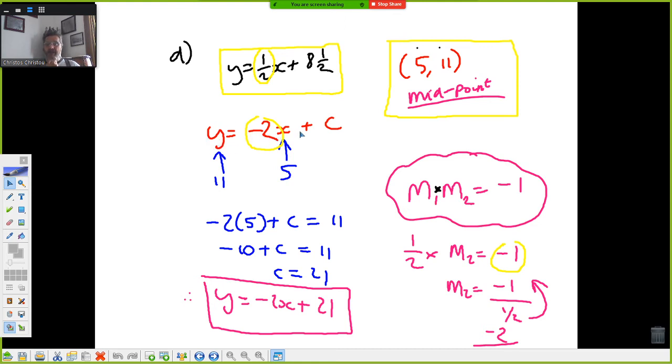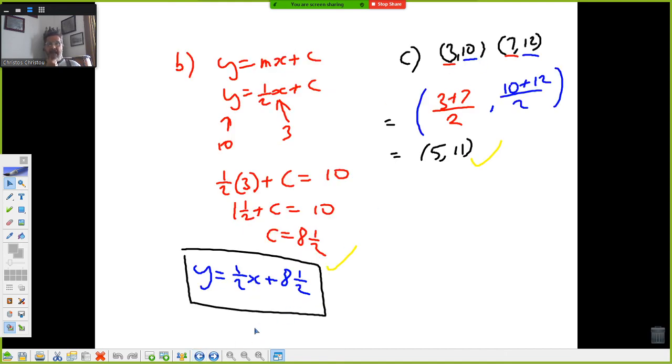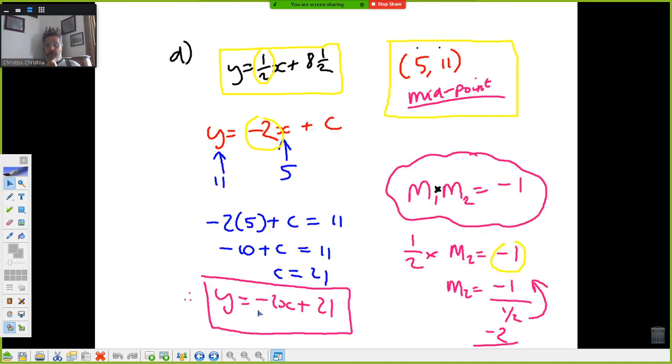So I've got my basic framework for the perpendicular bisector. y equals -2x plus c. Well, the y is 11. That's not negotiable because that's the midpoint. The y coordinate of the midpoint is 11, and the x coordinate of the midpoint is 5. So just substitute it in. I've got -2 times 5 plus the dangly bit equals 11. There it is. Take the -10 and add. The intercept is 21. And so the equation of the perpendicular bisector of the points (3, 10) and (7, 12) is y equals -2x plus 21. And that's what grade 8-9 looks like in this topic.